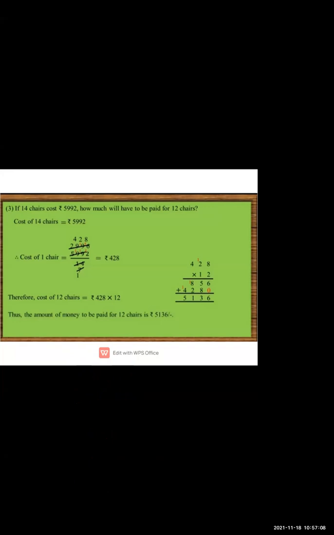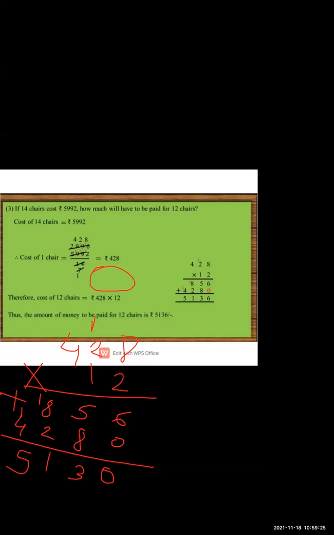So here we have to find the price of 12 chairs. So here we will write 428 multiplied by 12. When we multiply 428 by 12, we get the answer 5136. That is 6. Okay, 6 plus 0 is 6.